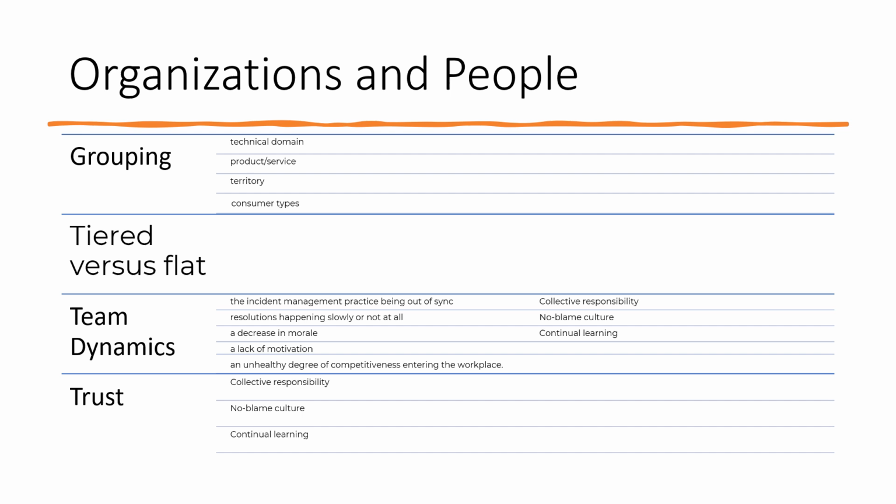Depending on the company, the incident management is organized in different ways. Some examples of how specialists are grouped are by technical domain, by product or service, by territory, or by consumer types. Either way, it is crucial to ensure effective cooperation between members of different teams involved in the handling and resolution of incidents. Swarming is a very useful technique which is important regardless of how a company has chosen to group their specialists. Tiered versus flat team structures.